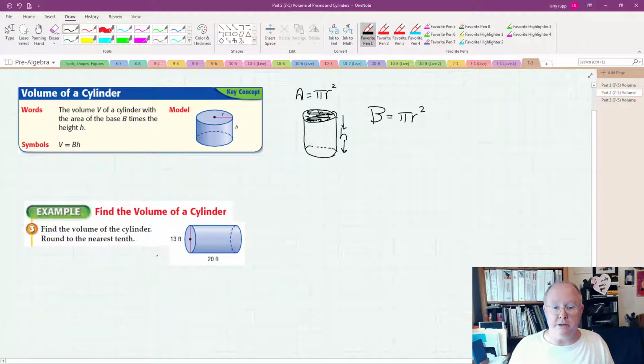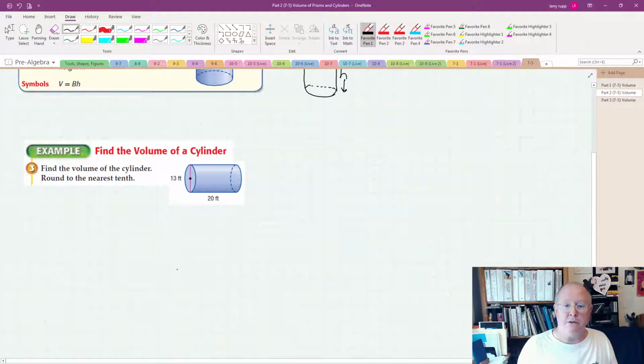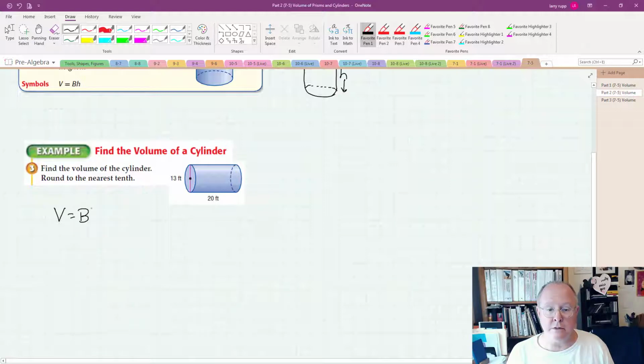Okay, so let's do an example then. Okay, so we're going to, example 3, find the volume of a cylinder. And we're supposed to round to the nearest tenth. So again, the first thing we do is we write down our formula. The volume is equal to the base times the height, capital B base. Well, the base for a cylinder now is a circle, and so we know that the area of a circle is pi r squared. Looking at our picture here, are we given the radius? Not directly, no. We're given a diameter. D is equal to 13 feet.